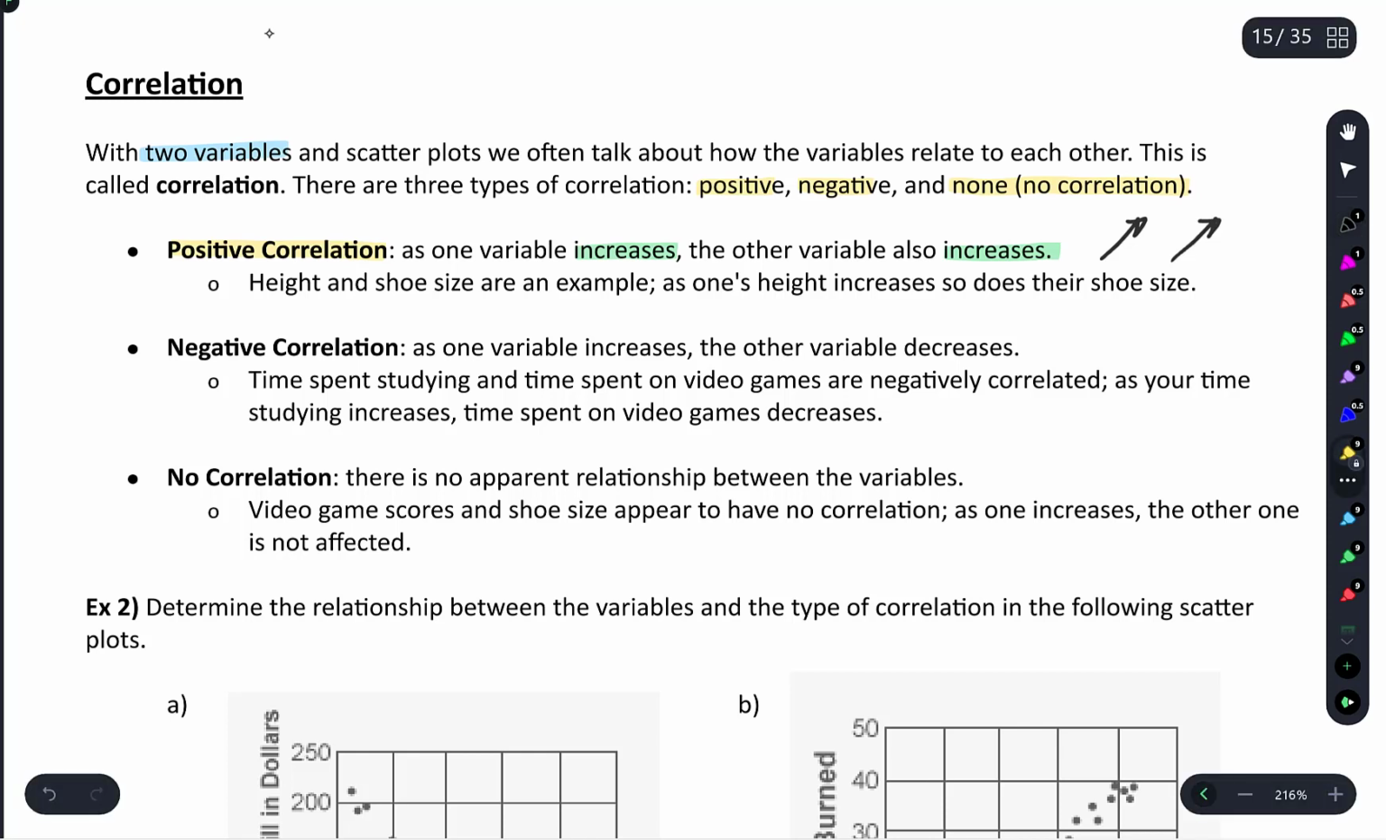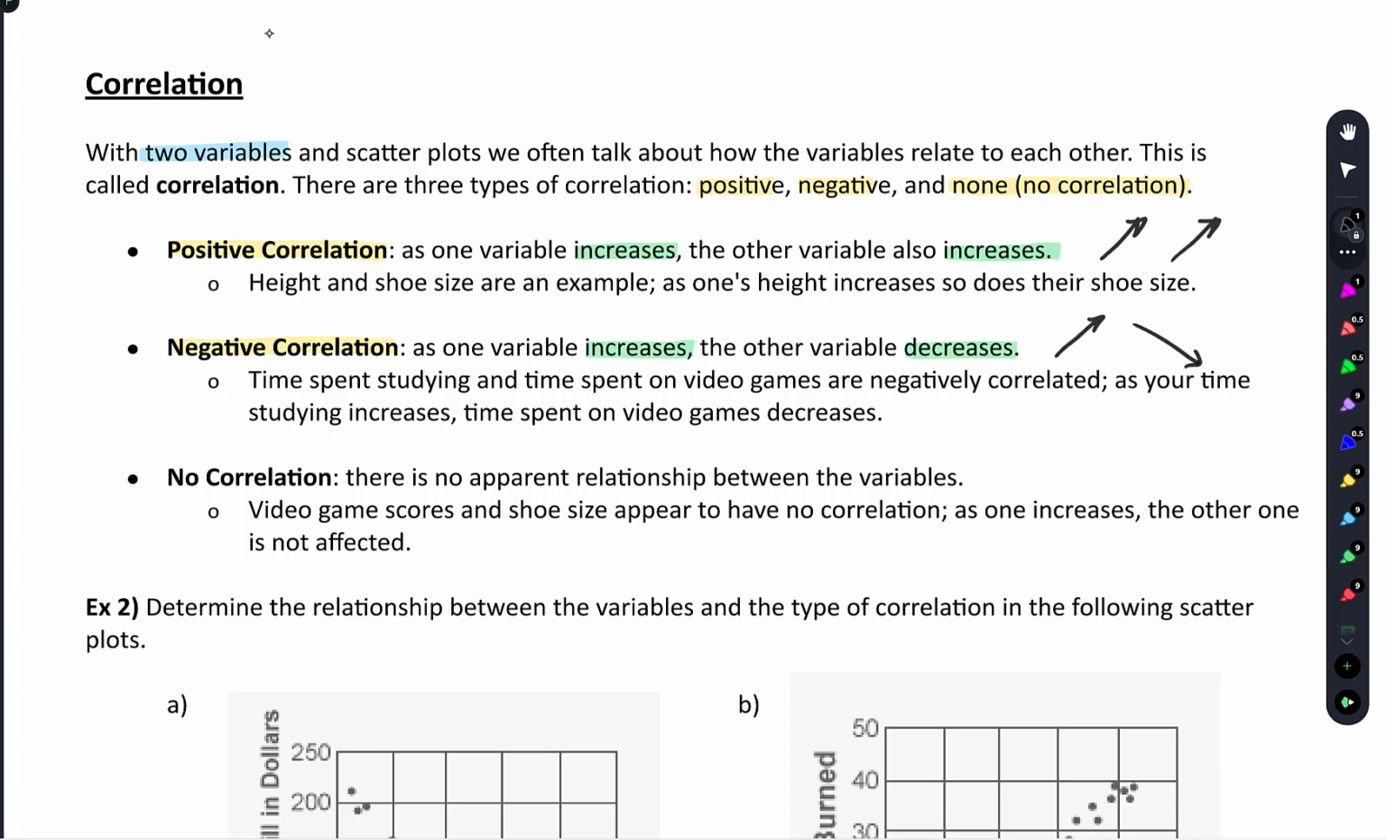Now the next one is a negative correlation. And that one has, when one variable increases, the other one decreases. So that kind of looks like this. If one goes up, the other one goes down. An example for that might be that the time spent studying and the time spent playing video games are negatively correlated. Because if I increase the time that I spend studying, the time I can spend playing video games generally does go down. And so you can see that as one variable goes up, the other variable goes down.